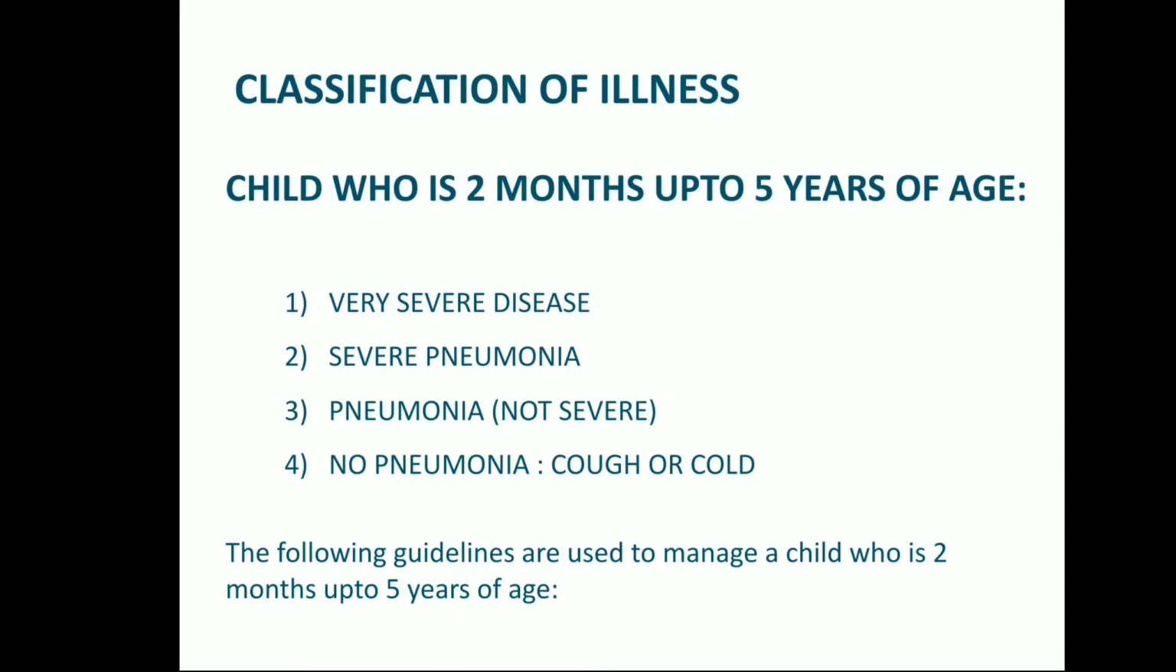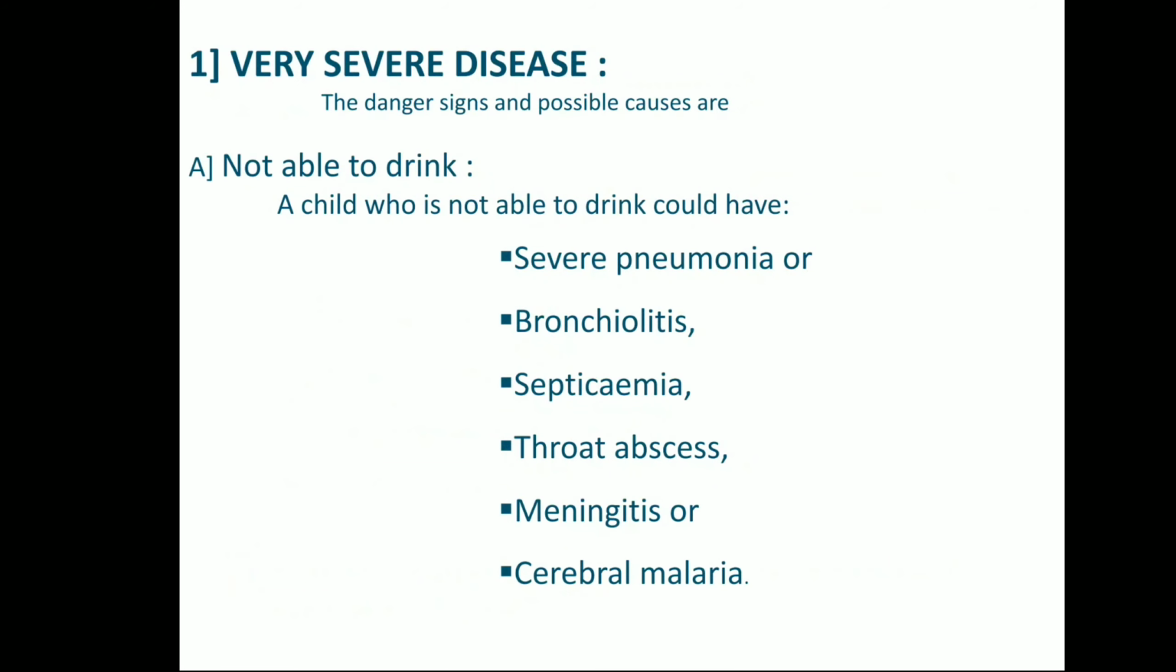The child may have cough or cold. So based on the following guidelines, we are classifying the illness of the child, and based on the signs and symptoms which they are exhibiting, we are classifying the child into 4 types: very severe disease, severe pneumonia, pneumonia, and no pneumonia. So the first one is very severe disease.